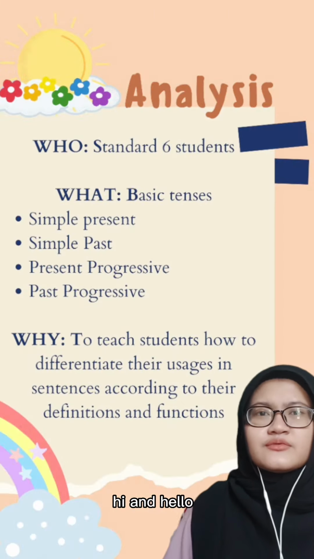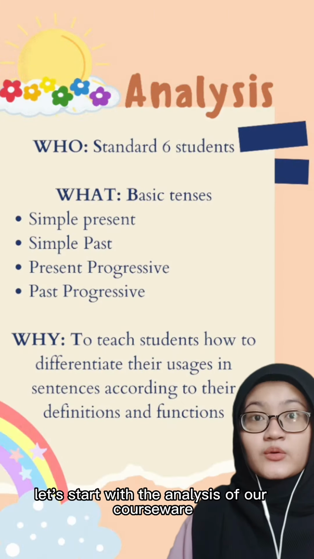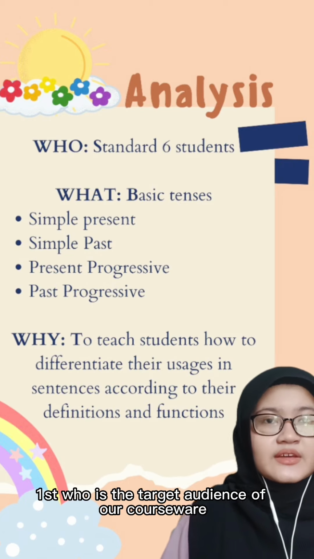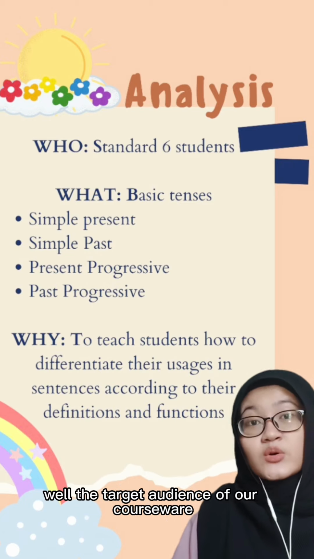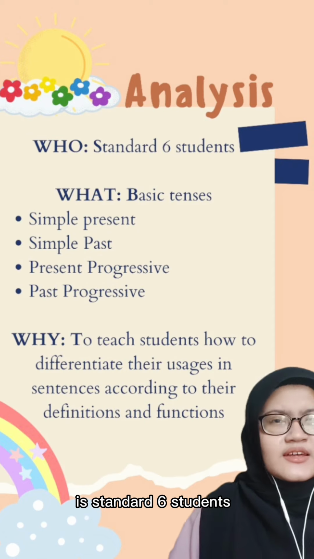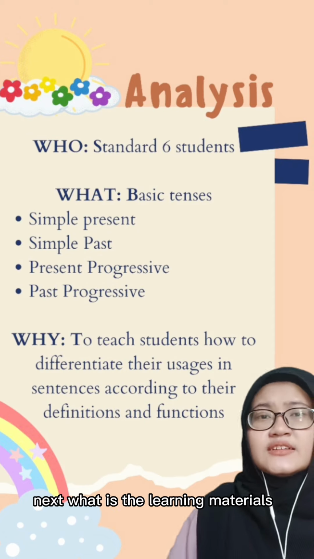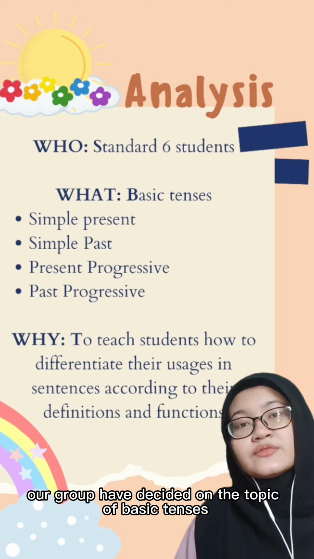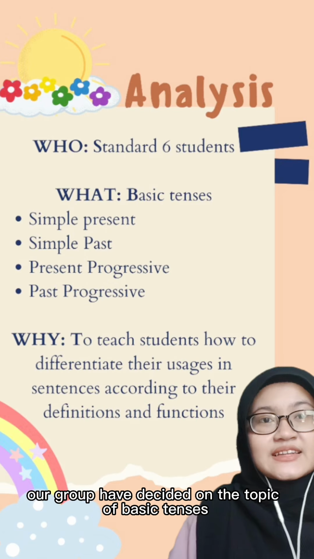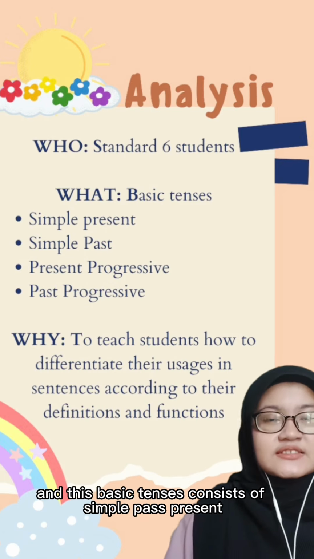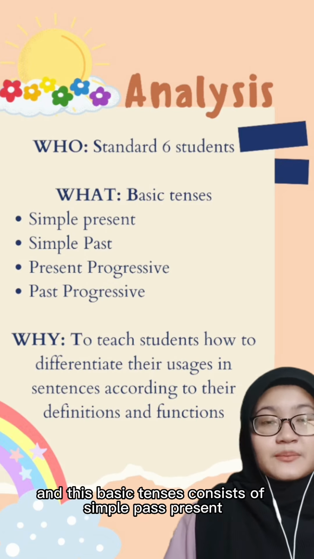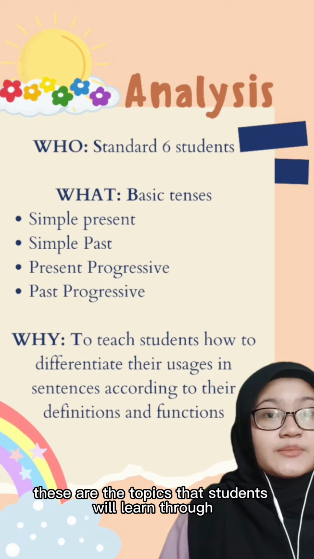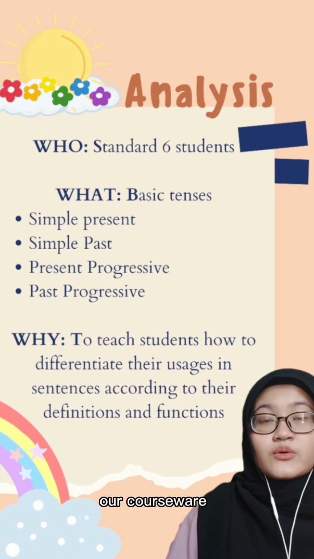Hi and hello. Let's start with the analysis of our courseware. First, who is the target audience of our courseware? Well, the target audience of our courseware is standard 6-year students. Next, what is the learning materials that we have included in our courseware? Well, our group have decided on the topic of basic tenses, and these basic tenses consist of simple present, simple past, present progressive, and past progressive. These are the topics that students will learn through our courseware.